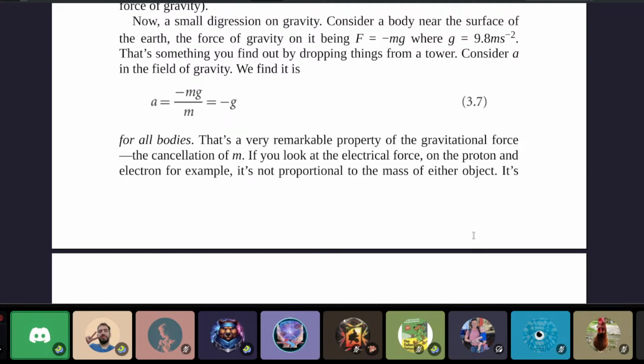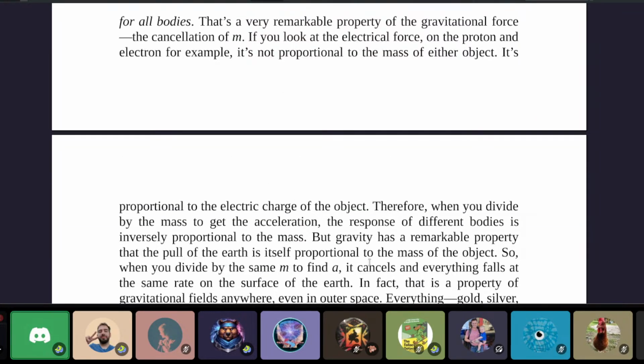So F equals negative mg, where g equals 9.8 meters per second squared. That's something you find out by dropping things from a tower. Consider A in the field of gravity. We find it is A equals negative mg over m equals negative g for all bodies. That's a very remarkable property of the gravitational force, the cancellation of m.